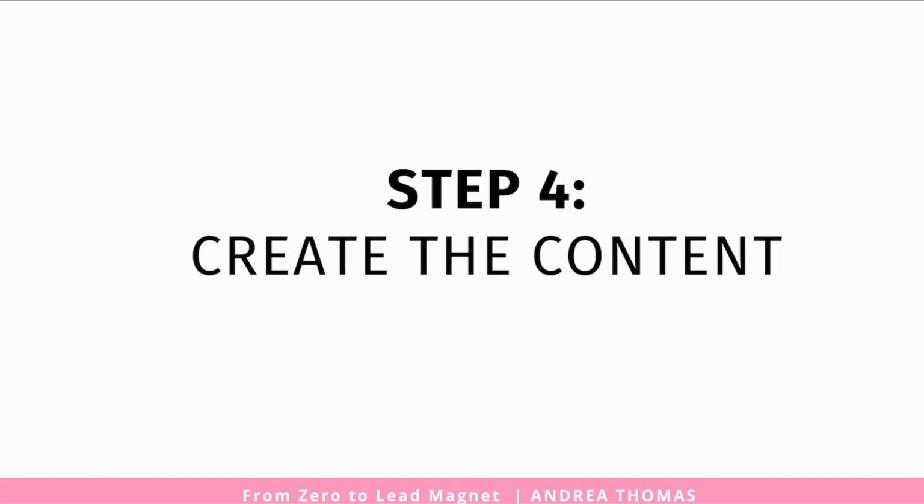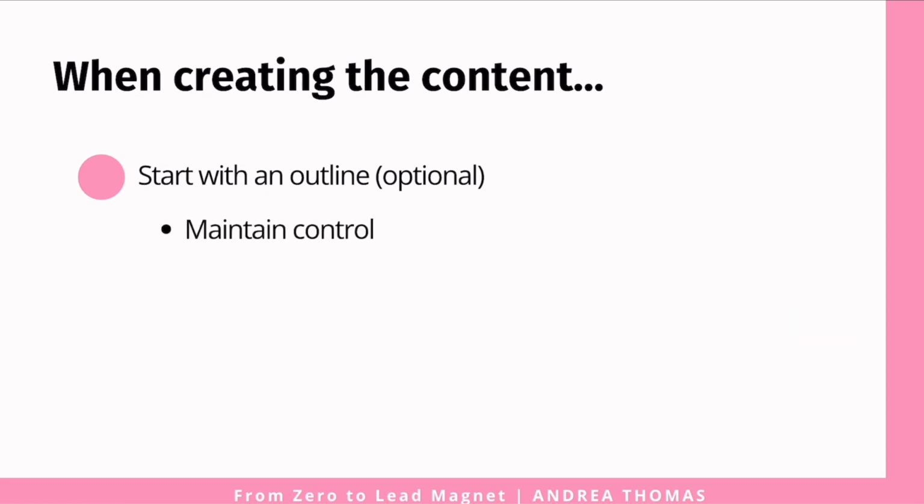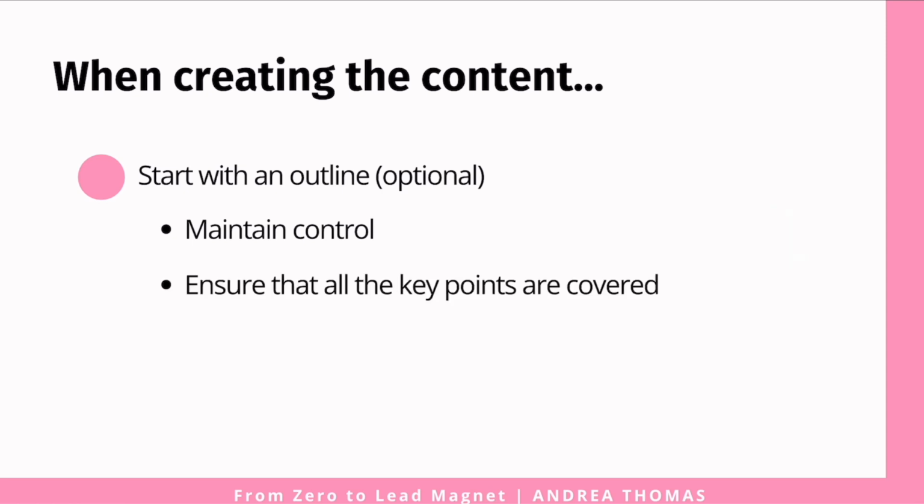Let's talk about creating the content. So we have all of our topics and we have to go through and decide which topic we're going to use to create the lead magnet. When creating the content, depending on the length of your lead magnet, you may want to create an outline first. This can help you maintain control over the process and also ensure that it covers all the key points that you want. But in general, I don't typically do an outline, unless I have a big PDF that I'm doing, then I'll create an outline first.